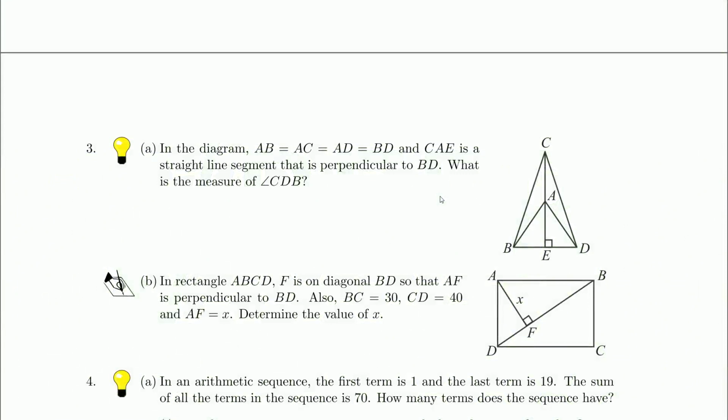Hi there, folks. Root Beer here with question number 3 on our most recent Euclid, the 2009 Euclid paper. So we've got two parts here, A and B. And what have we got for A?